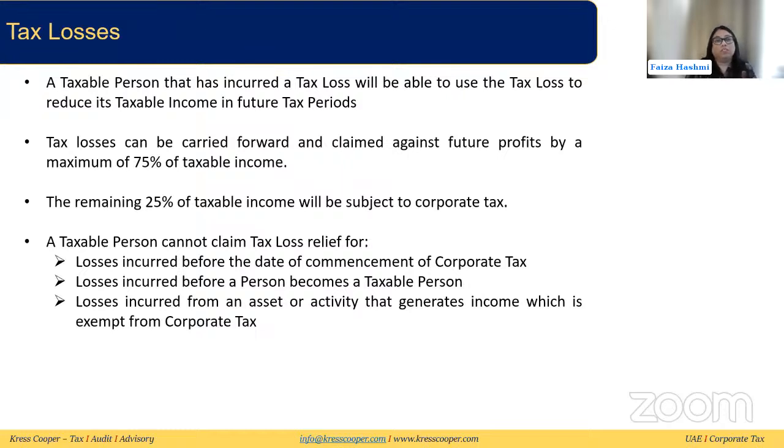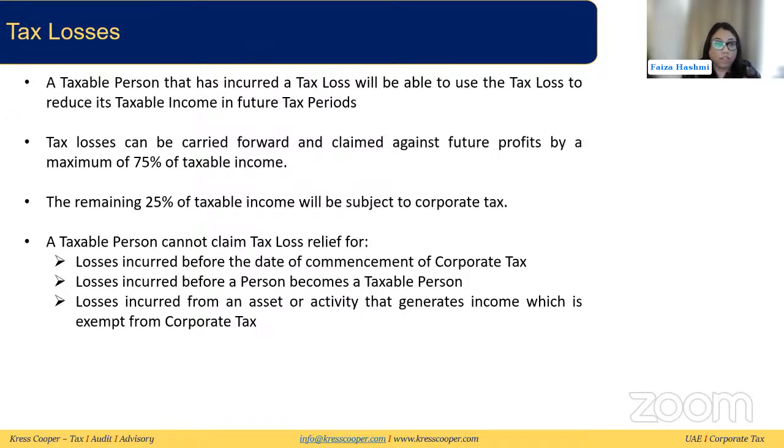In terms of tax losses, a taxable person that has incurred a tax loss will be able to utilize this tax loss to reduce the taxable income in future periods. So let's suppose company A has a tax loss in year 2024. Now in 2025, or in any other subsequent year when they do have taxable income, let's suppose they have taxable income in the next year, 2025, they will be able to utilize the tax loss which they incurred in 2024. Now, this tax loss can be carried forward. It doesn't have a timeline like the interest carry forward of 10 years.